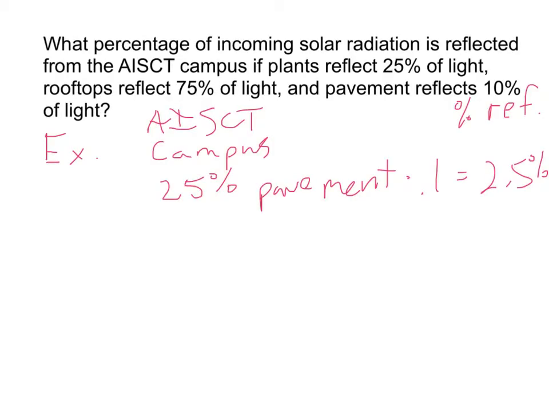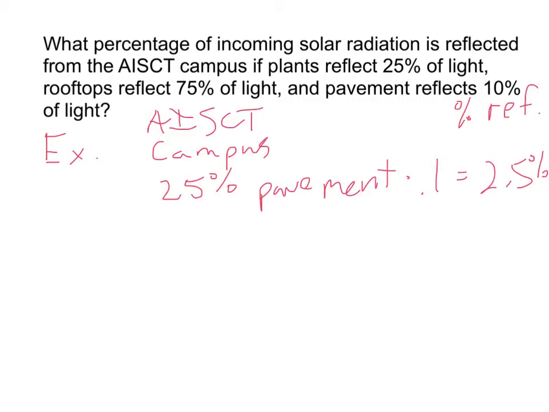This question takes a little bit more thought. The question is, what percentage of incoming solar radiation is reflected from the AISCT campus if plants reflect 25% of light, rooftops reflect 75% of light, and pavement reflects 10% of light? Okay, so overall here, we're just trying to figure out how much light that's coming in is going to go back out into the atmosphere.